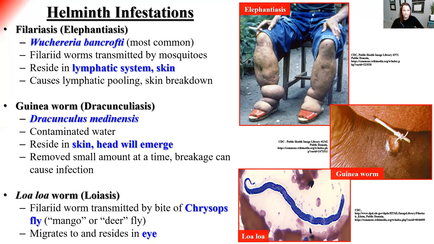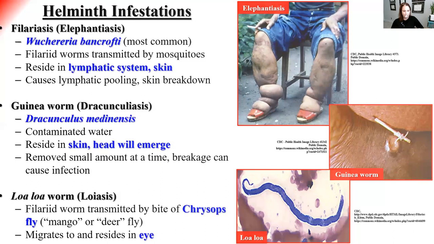The loa loa worm is a filariad worm that can be transmitted by the bite of a fly, so a mango or a deer fly. This will reside in the eye, and this is kind of a particularly creepy one. So filariad worms, think more lymphatic system. Guinea worms, think more skin, and the loa loa worm, think eye.